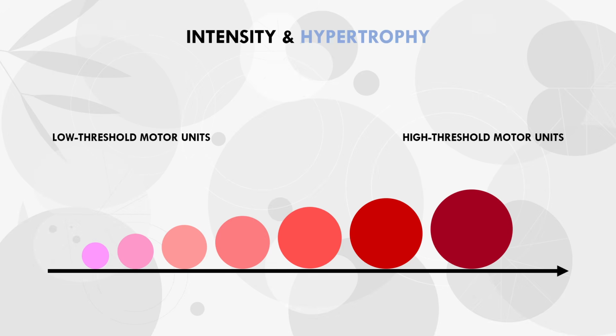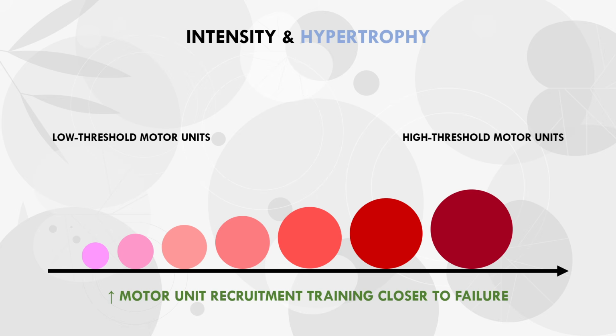This is probably because training closer to failure will progressively recruit more and more motor units and train more muscle fibers. This is especially true when training with lighter loads and higher rep ranges, since lighter loads won't recruit as many motor units from the start of the set compared with heavier loads. While this makes sense in theory, how does this play out in practice?